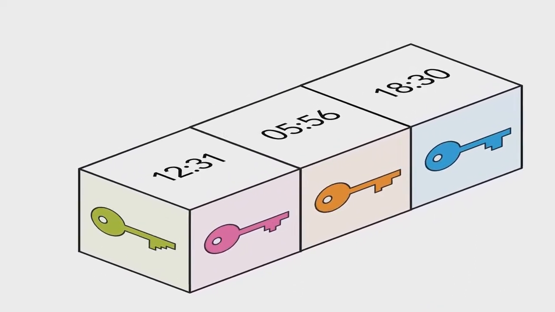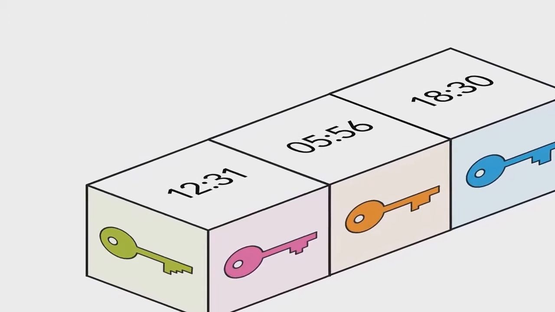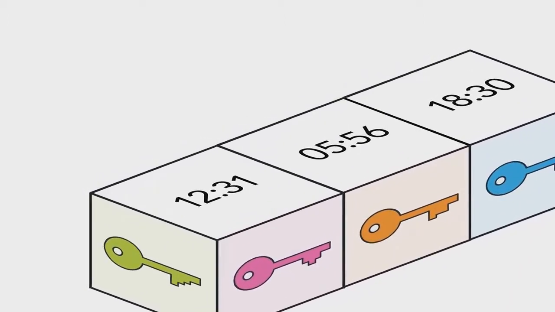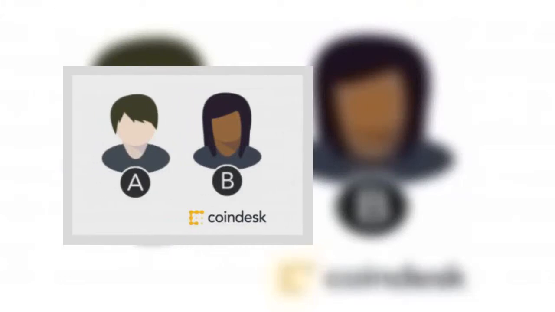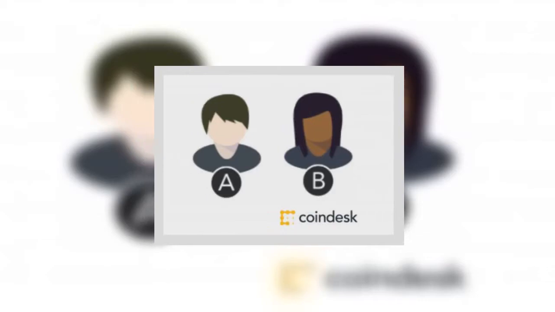Two people wish to transact over the internet. Each of them holds a private key and a public key. The main purpose of this component of blockchain technology is to create a secure digital identity reference.